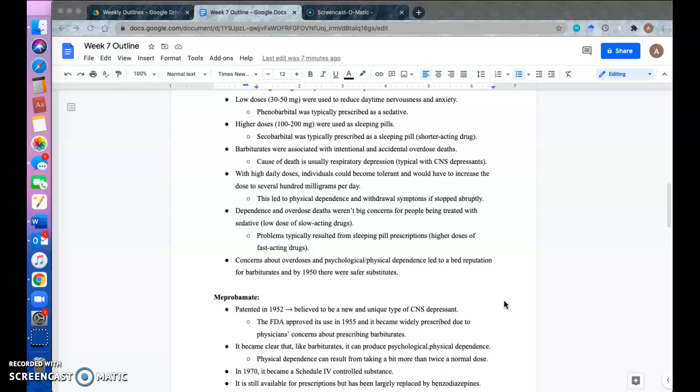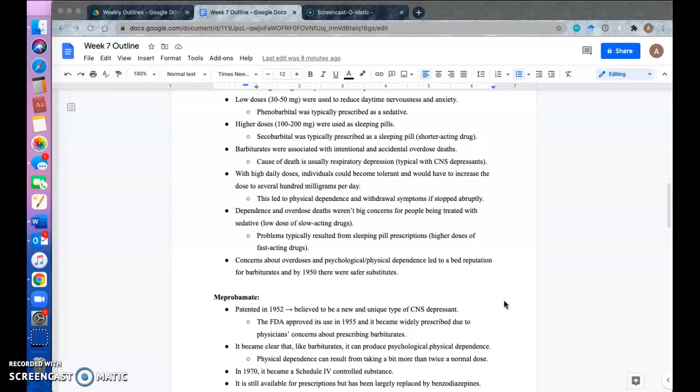Dependence and overdose deaths weren't big concerns for people being treated with sedatives, which is a low dose of slow-acting drugs. Problems typically recurred from sleeping pill prescriptions, which were higher doses of fast-acting drugs. Concerns about overdoses and psychological and physical dependence led to a bad reputation for barbiturates, and by 1950, there were safer substitutes.